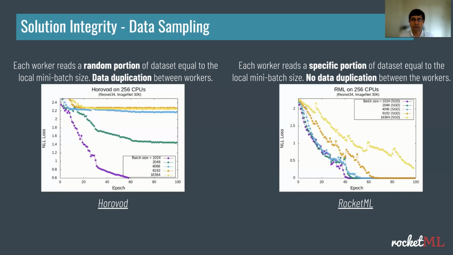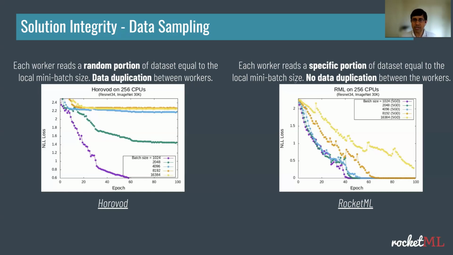This in turn results in deterioration, because you're seeing the same samples, there isn't a lot of randomization, and your gradients turn out to be inaccurate, and that will result in loss in convergence, right? So as you see in Horovod, because the data sampling is not done accurately, for larger batches you see a deterioration in terms of convergence.